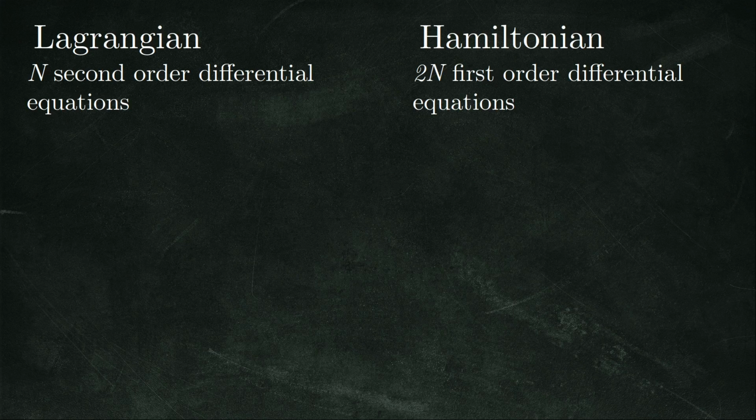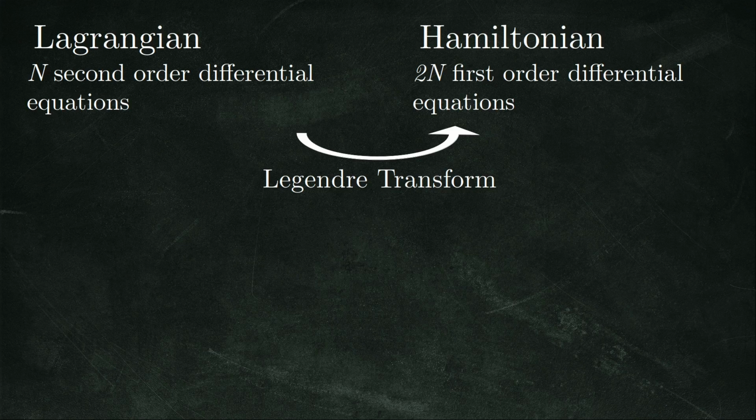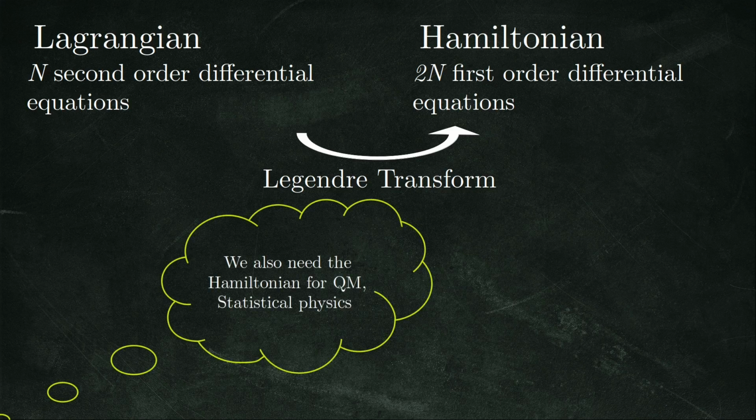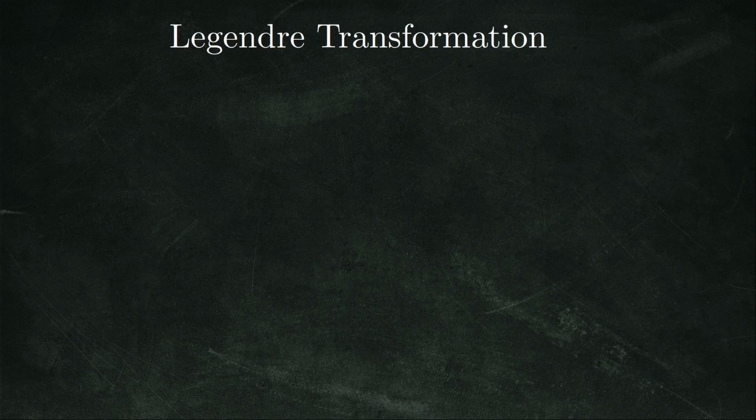To go from the Lagrangian to the Hamiltonian, we need a mathematical tool called the Legendre transform. And that's what we'll see during the start of this lesson. And finally, you need the Hamiltonian if you want to do quantum mechanics or statistical physics. You might be content with the Lagrangian for classical mechanics, but as soon as you want to do quantum mechanics or statistical physics, or some other areas of physics too, you need the Hamiltonian. So we're now going to go through what the Legendre transformation is.